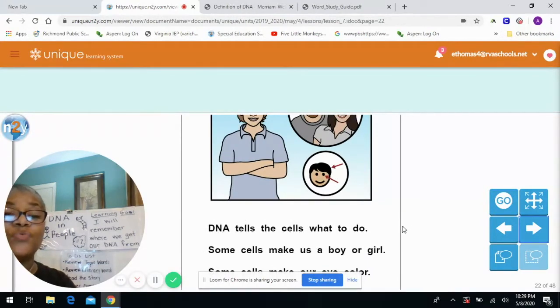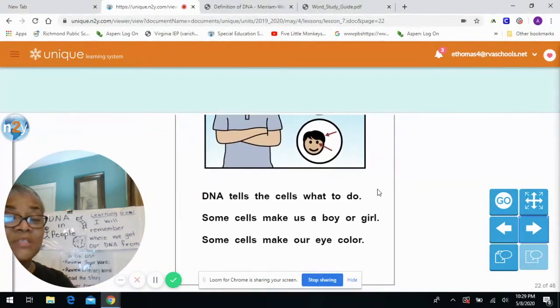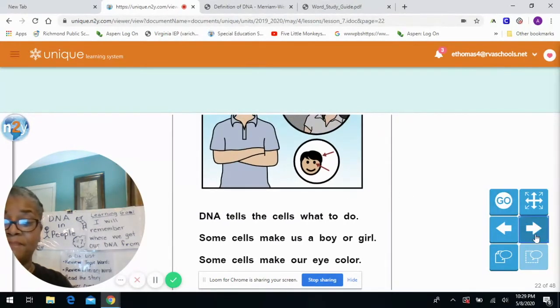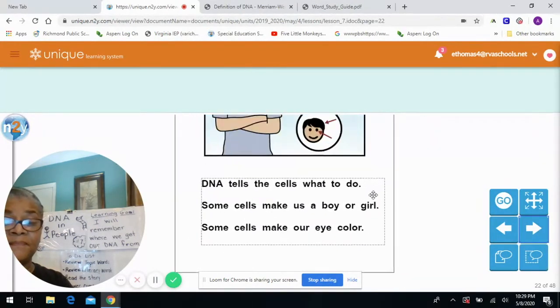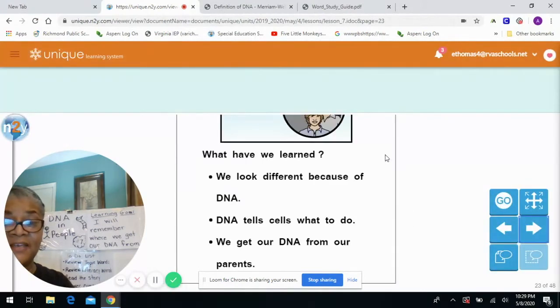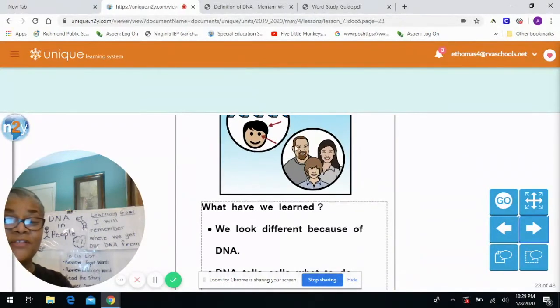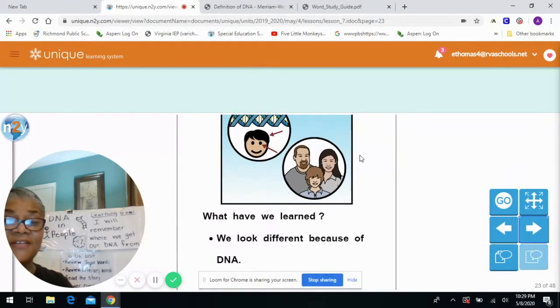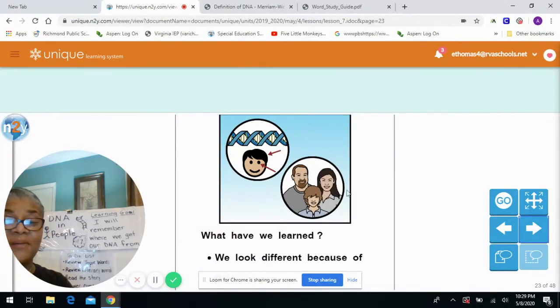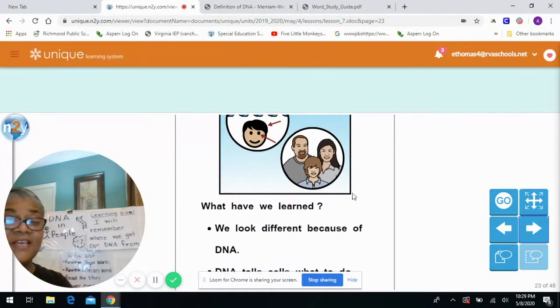DNA tells the cells what to do. Some cells make us a boy or a girl. Some cells make our eye color. Remember we talked about a cell, a tiny unit? It's a tiny unit with a big job. Okay, so we have a picture of the gene, the traits, and mom and dad and Todd.